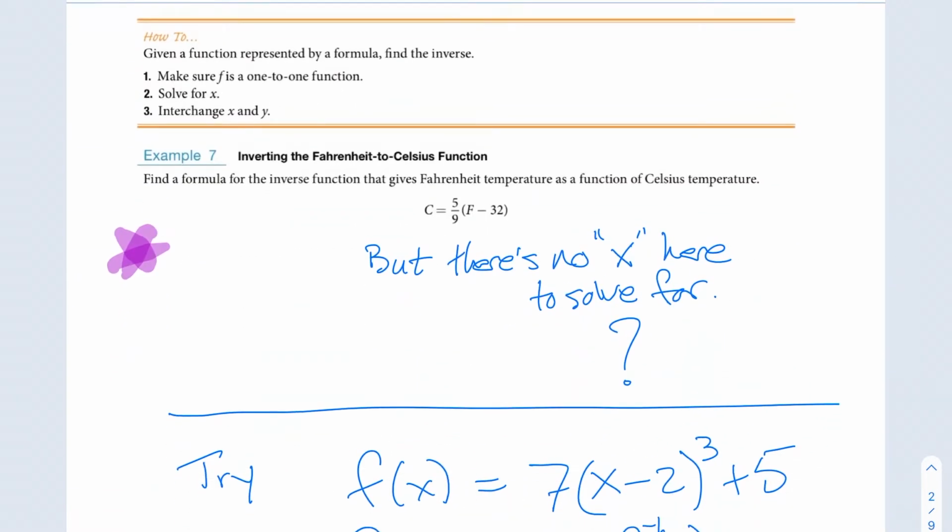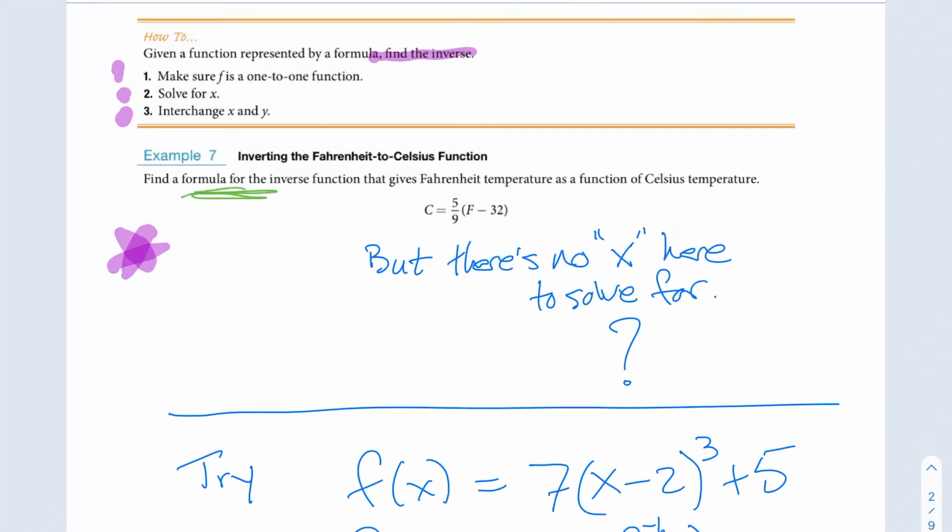In the book, they describe a three-step process to find the inverse function. One, you make sure the function is one-to-one, and I'll explain why that's important in a second. Second, you solve for x. And third, you interchange x and y. I want to point out why that's not a very good way to explain inverse functions, even though that's what every textbook does.